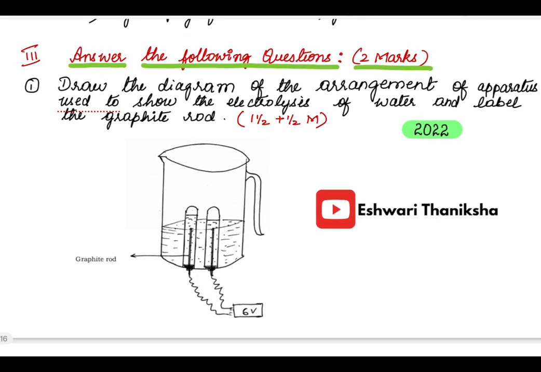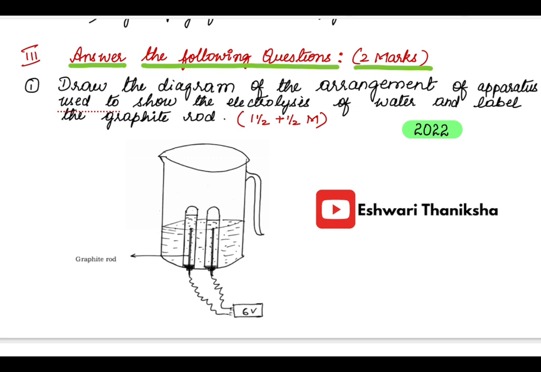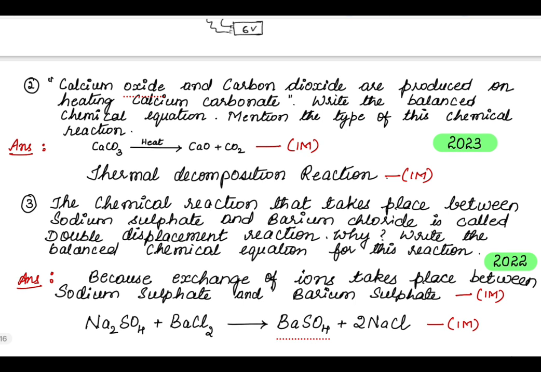Next, 2 more questions. Draw the diagram of the arrangement of apparatus used to show electrolysis of water and label the graphite rod. Students, you have to draw this diagram, which is for 1.5 marks, and you have to mark the graphite rod, which is for 0.5 mark. And then, calcium oxide and carbon dioxide are produced on heating calcium carbonate. Write the balanced chemical equation.